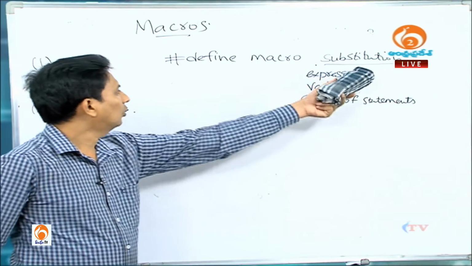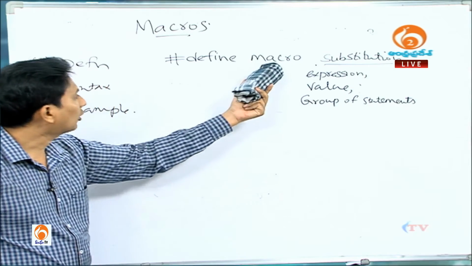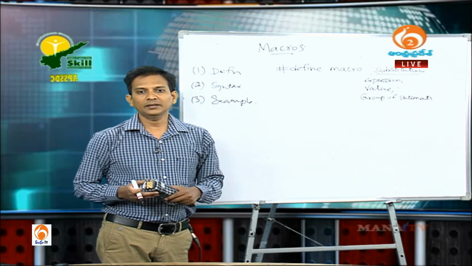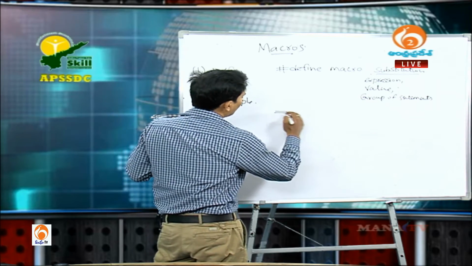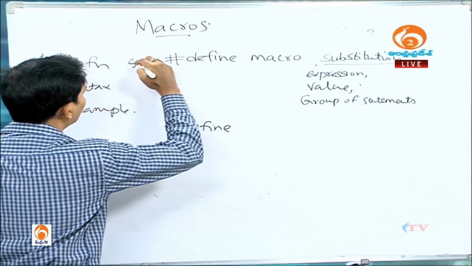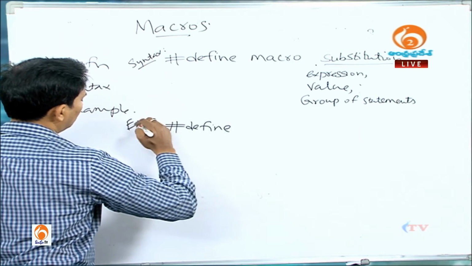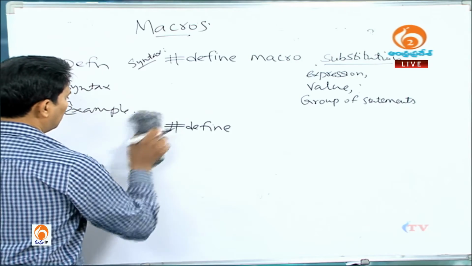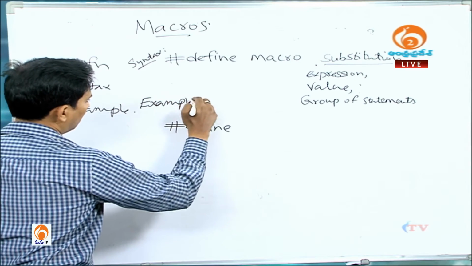Here a macro name is an expression or value or group of statements. This is the macro call. If you see the example one program or any, you can see easily. For example, #define, I am writing the example. This is the syntax and this is the example. Example.